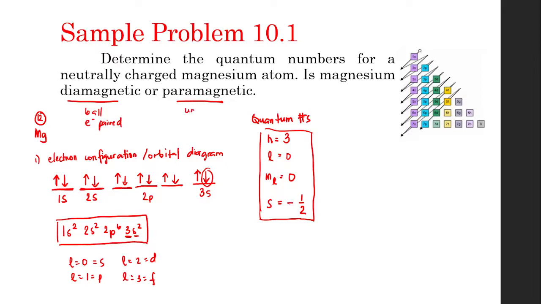Paramagnetic has an unpaired electron. And since all our electrons are paired, this tells me that magnesium is diamagnetic. So those are the answers for sample problem number 1. And lastly, let's try sample problem number 2.